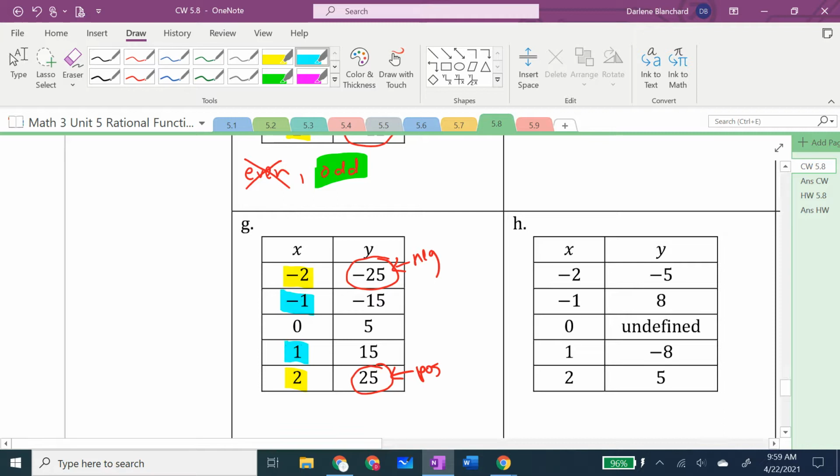-1 and +1 are opposite signed x's. Look at those y values. Are those y values themselves opposite signed? One of them is negative, one of them is positive. Yes, they are. Still up for the odd. But now look at the center, 0. Is this odd or is this neither?